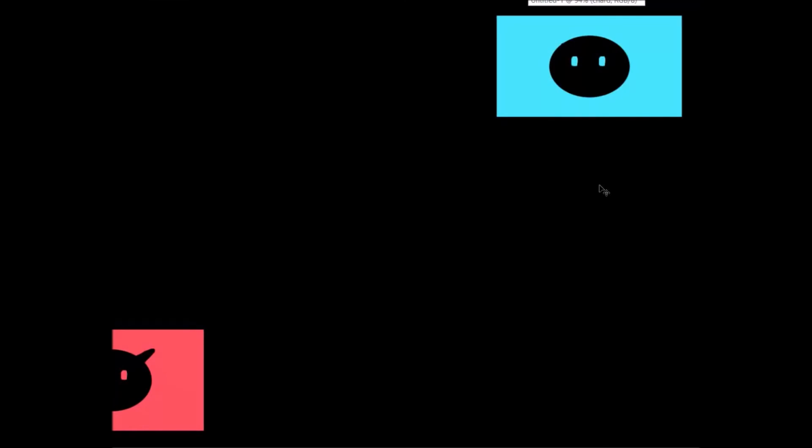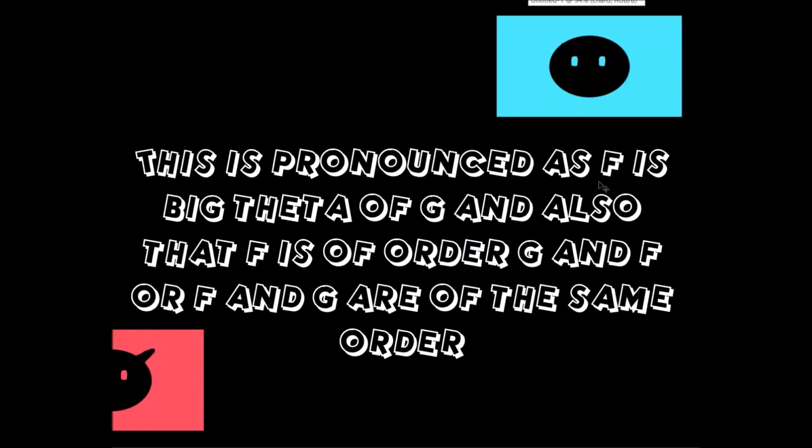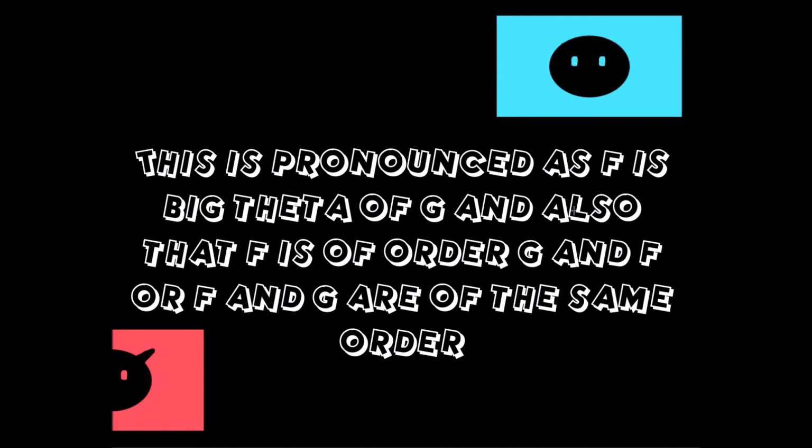Now move on to the last big topic. It is called big theta. Let f and g be functions from R to R. We say that f is big theta of g if f is big O of g and f is big omega of g. This is pronounced as f is big theta of g, and also that f is order of g, or f and g are of the same order.